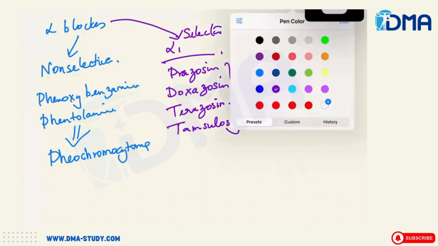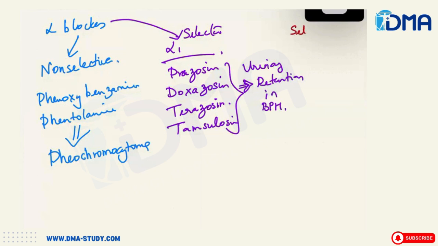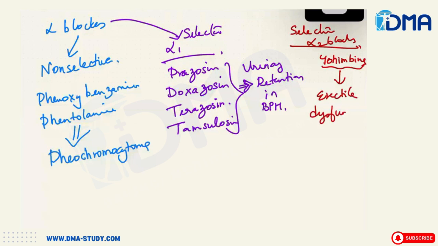Okay, then selective alpha 2 blockers. The one thing which you have to know is yohimbine. That is enough for you. This yohimbine is used in the treatment of erectile dysfunction. So this is what is regarding the alpha blockers.